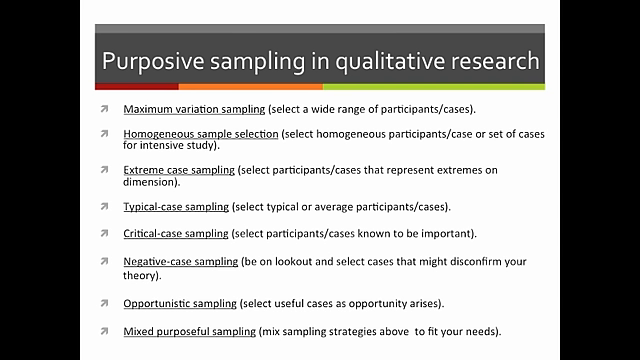You want to think about it purposively: what's the purpose of your study, and how do you want to sample participants or cases for your research? There are a lot of different approaches that you can use, and it's up to you as a qualitative researcher to define the sampling strategy that you think best fits the way you want to approach your topic.